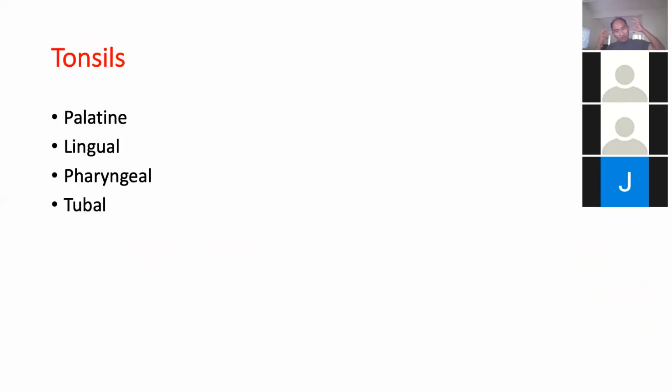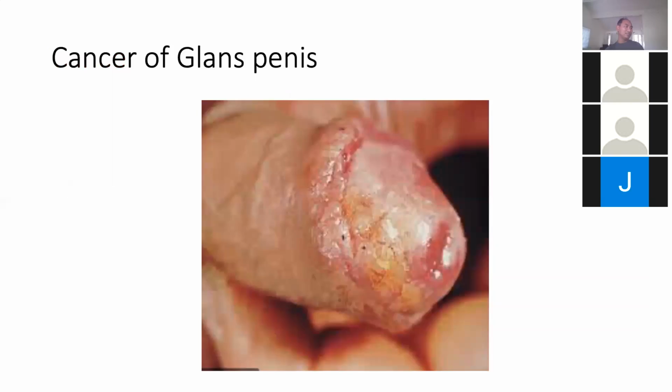Tonsils, like we talked about in the respiratory tract: the nasopharyngeal tonsil, palatine tonsil, lingual tonsil, and tubal tonsil. So these are the tonsils. Tonsils are lymphoid organs, but not primary. They are secondary lymphoid organs because they only store lymphoid tissue. They do not generate, they do not educate. Therefore, they are not primary.